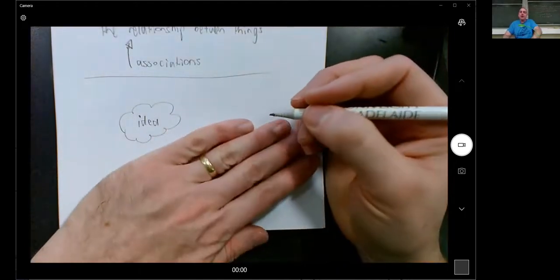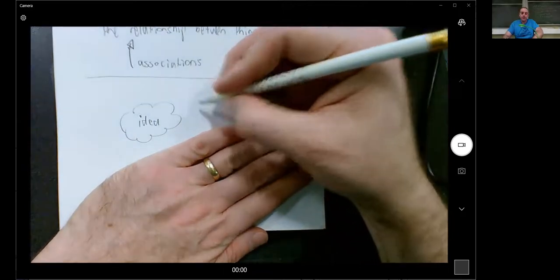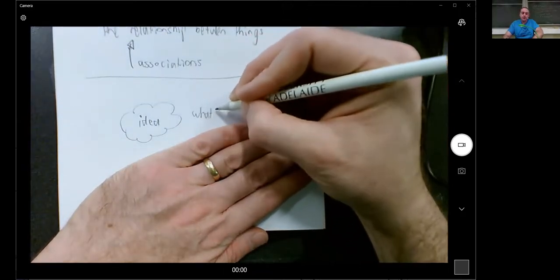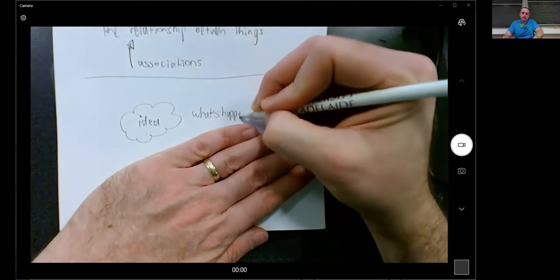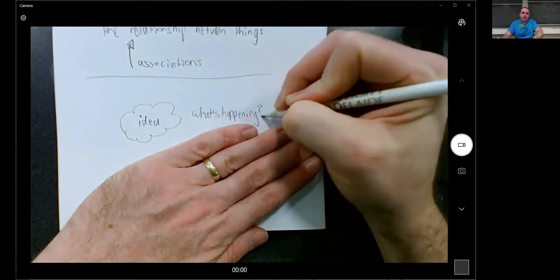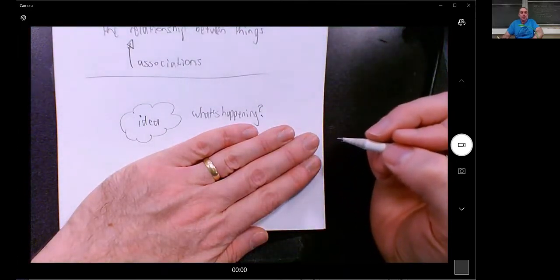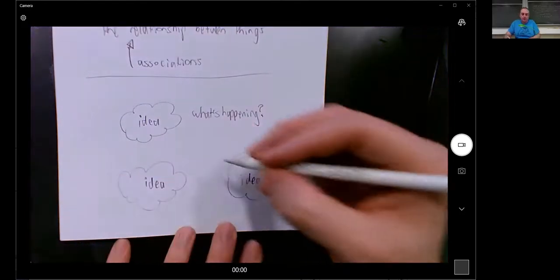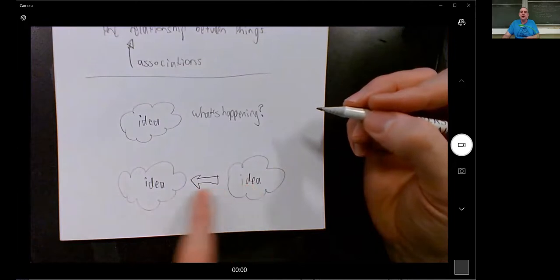There are ones where there's just one idea and you just want to know more about it. Sort of a what's happening sort of question. And then there are other ones which are about how things are related to each other. Is this idea related to this idea?